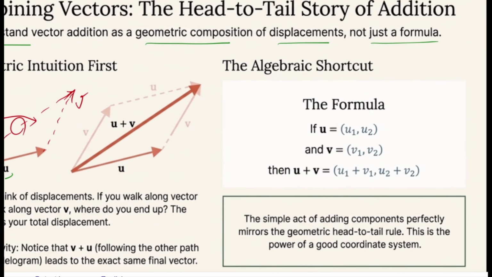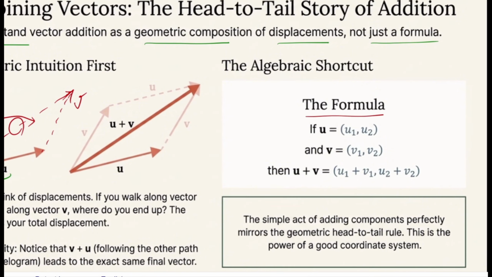So the formula is simple. The formula that we had actually was what? If u is u1 and u2, or u1 times i plus u2 times j, and if v is v1 and v2, again, it's about their x and y displacement. Then u plus v is going to be simple. u1 plus v1 is going to be my x displacement, and this guy is going to be my y displacement. This guy is going to be my i steps, and this guy is going to be my j steps.